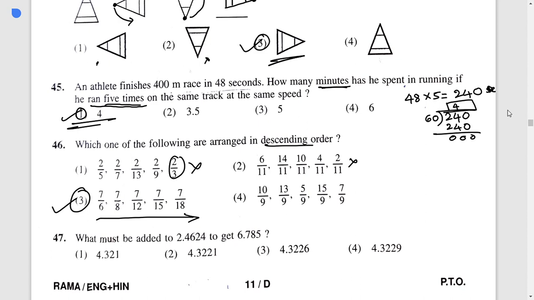Next question, 47th. What must be added to 2.4624 to get 6.785? So here you should do subtraction. 6.785 minus 2.4624. Append 0 here. You will get 4.3226. The option is there. So option third one is the right answer here.